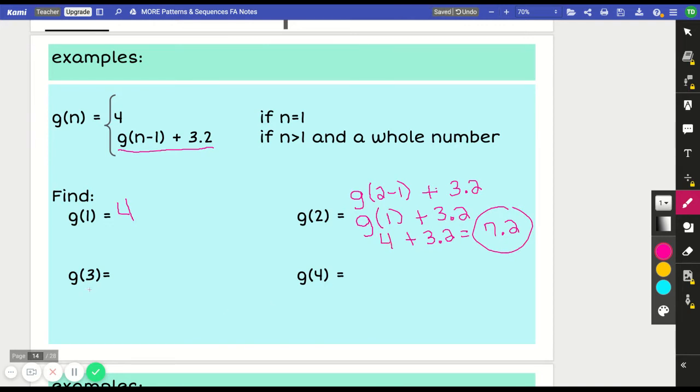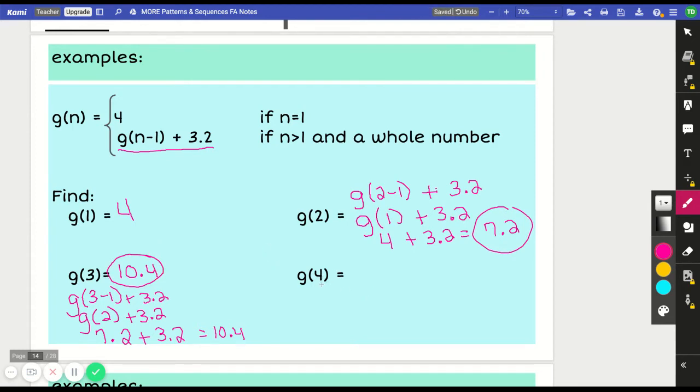Now let's find g of 3. So I'm going to plug in 3 into the equation. g of 3 minus 1 plus 3.2. And this gives me g of 2 now. And now I look back and I say, okay, g of 2 we just found is 7.2. So 7.2 plus 3.2 gives me 10.4. So g of 3 is 10.4.